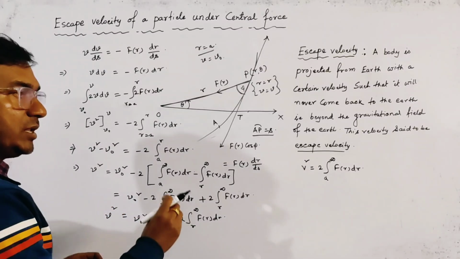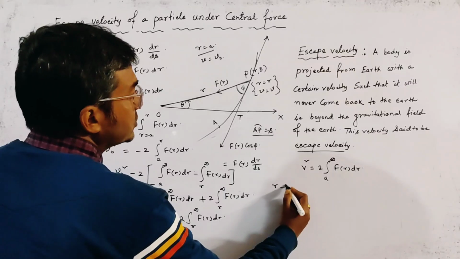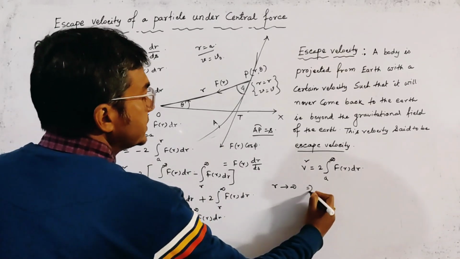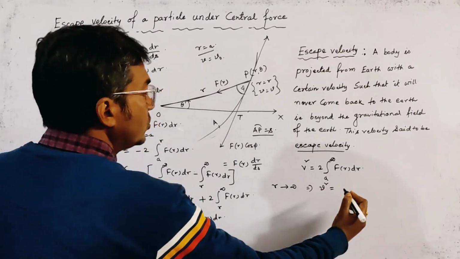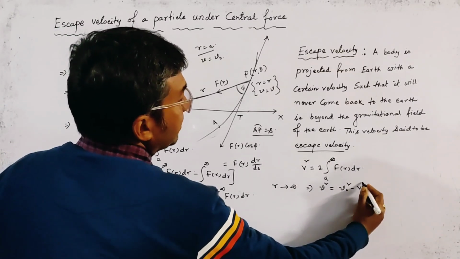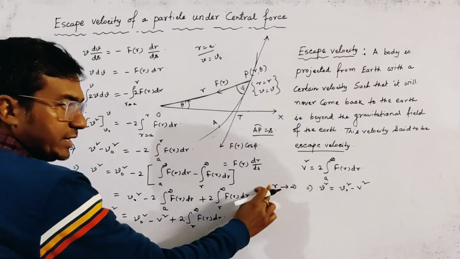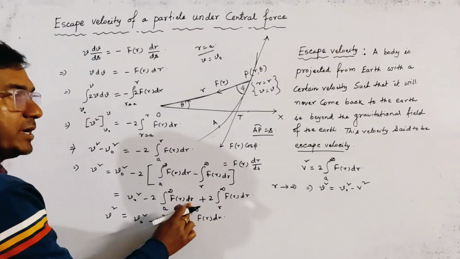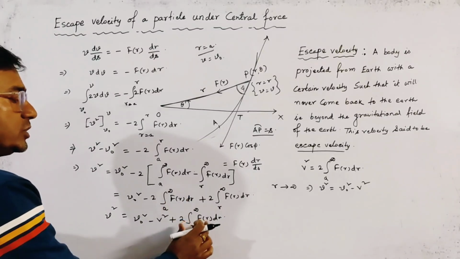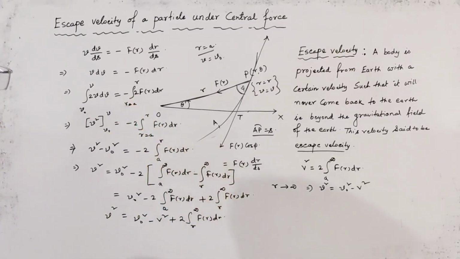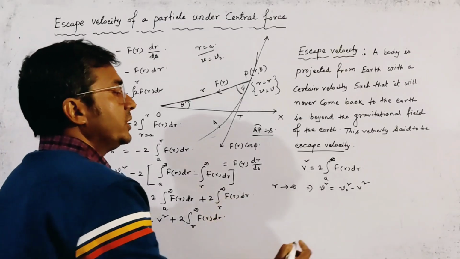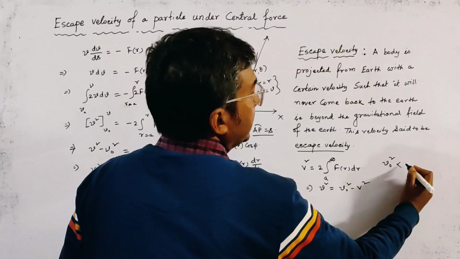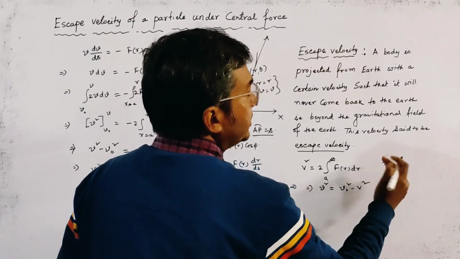Now if we take the limit as r tends to infinity, from this relation we get v square equal to v0 square minus capital V square, because if we take the limit r tends to infinity, then both limits of this integration are infinity to infinity, and since both limits are the same, the integral value must be 0.